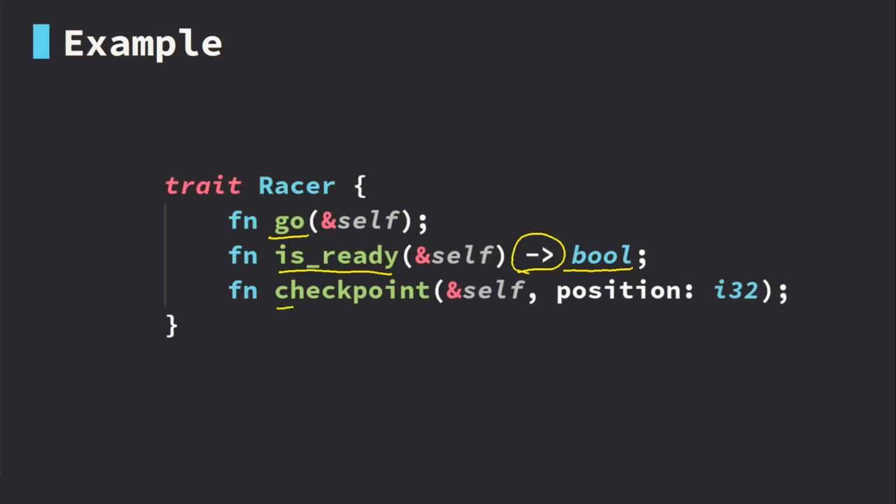And then finally, we have a checkpoint function, which could be called whenever the racer hits a particular checkpoint, and then it passes in the current position that they're in. So maybe if they're really far behind, they may want to take more risky maneuvers, or if they're really far ahead, maybe that particular racer may want to play it safe so they don't lose their position.